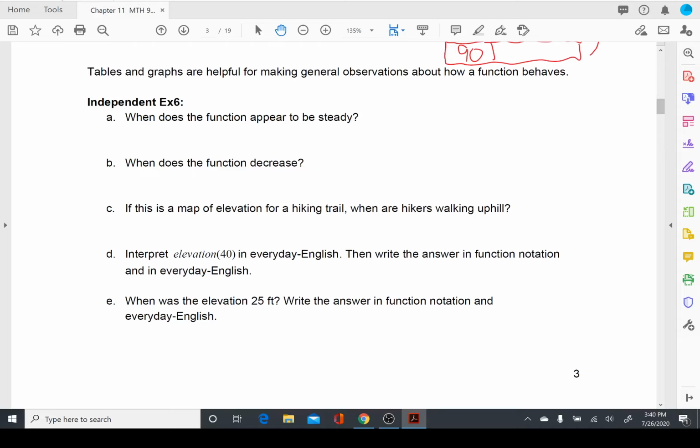When was the elevation 25 feet? Write the answer in function notation and everyday English. So function notation, just to remind you, is this f of like 3 equals 5 business. So when they say that, they want the answer to look like this, but obviously the answer is not f of 3 equals 5, it's something else.